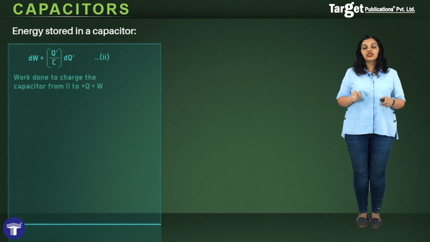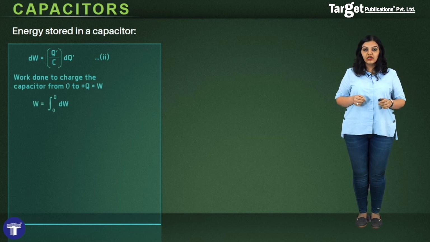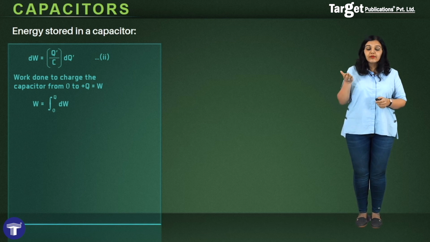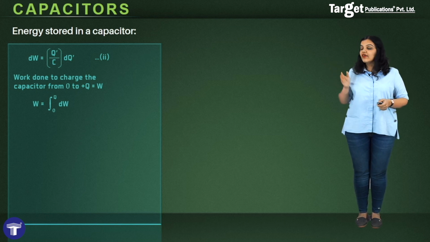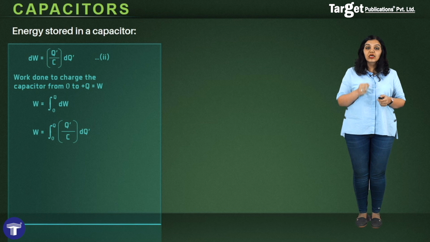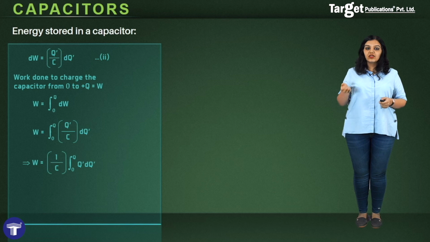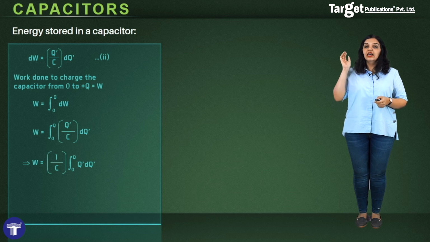I use this equation now to find the total work done. All I have to do is integrate this from the charge equal to 0 to plus Q, and then I will get the total work done, and therefore I say that W is equal to the integration of dW from 0 to Q, because I am considering the work done when it was charging from charge Q equal to 0 to charge Q equal to Q. So W is equal to integration 0 to Q of Q dash by C into dQ dash. But we know that C is a constant, so I take 1 by C outside, and I get W is equal to 1 by C integration 0 to Q, Q dash dQ dash.